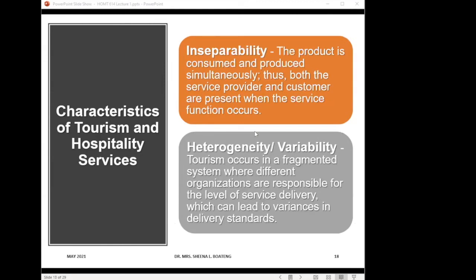All right. So next week, we are going to talk about inseparability. And this has to do with the fact that the products in the hospitality and tourism sector are almost always consumed and produced simultaneously. So both the service provider and the customer have to be present when the service function occurs.